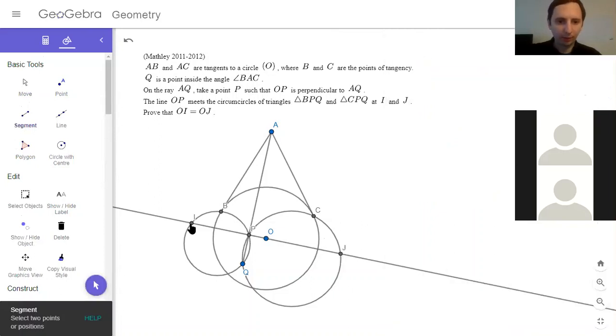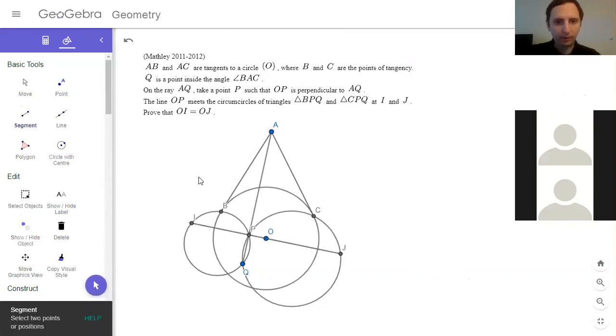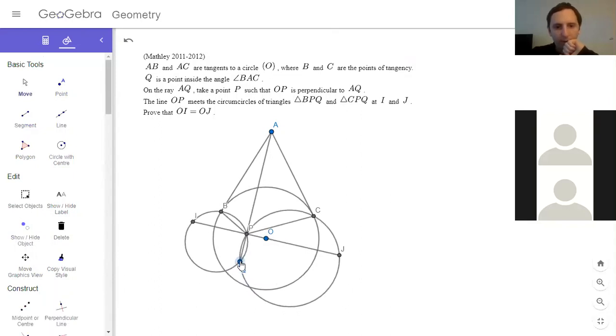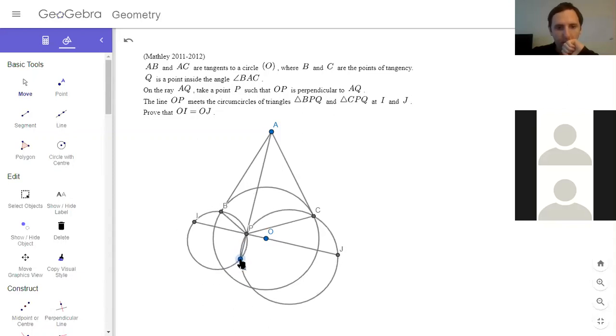All right, so I'm going to draw segment IJ, and that should be it. Maybe I'll just draw BP and CP. So yeah, Q can really be any point within the angle BAC.